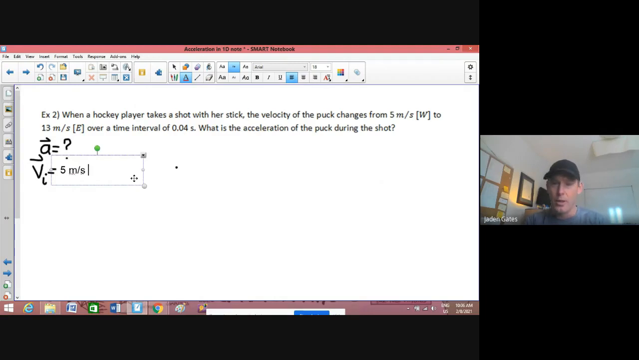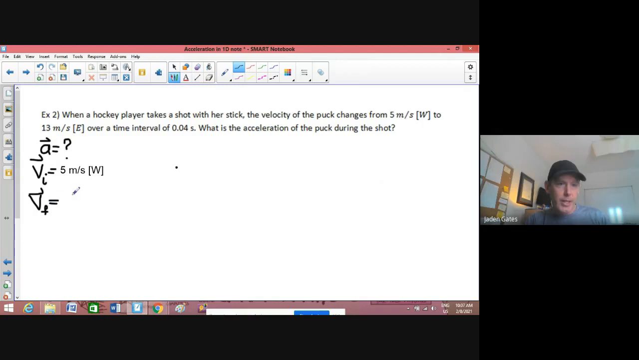All right, so there's our initial velocity, but then the shot comes back. This is like a defense woman's shot here. The puck's coming back to the point. She then shoots it, and now our final velocity of the puck after the shot is now 13 meters per second, but it's going the opposite direction. 13 meters per second east.